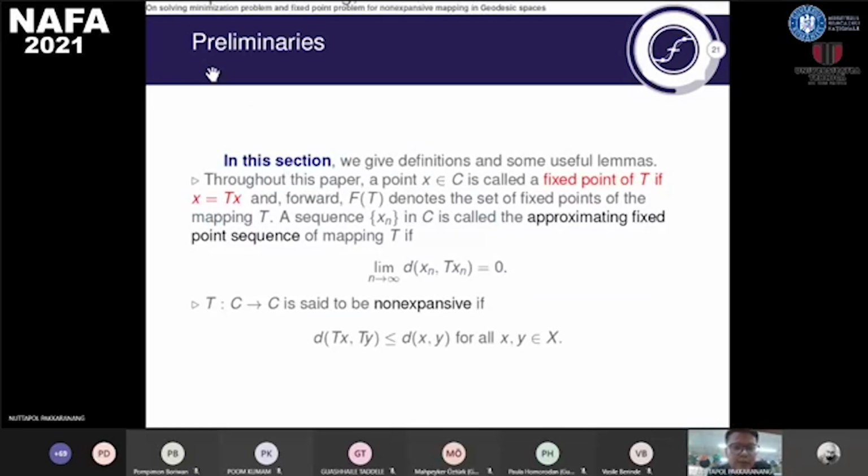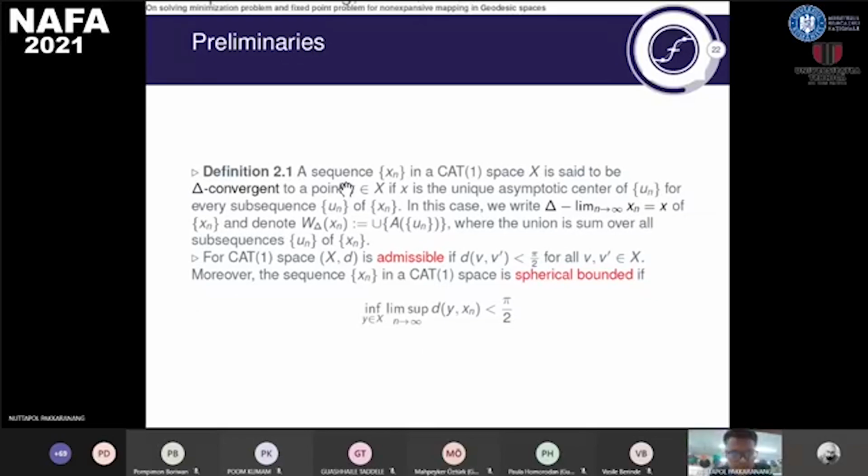Next, preliminaries. For this section, I will recall the definition of a fixed point and the definition of an approximate fixed point sequence, defined by this. Next is the well-known mapping called a nonexpansive mapping, defined like this. Next, for proving delta convergence, we have to add a condition called admissible, defined like this. Moreover, the sequence xn in CAT(1) space is spherically bounded if it satisfies this inequality.